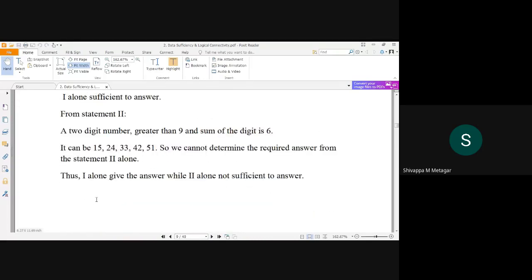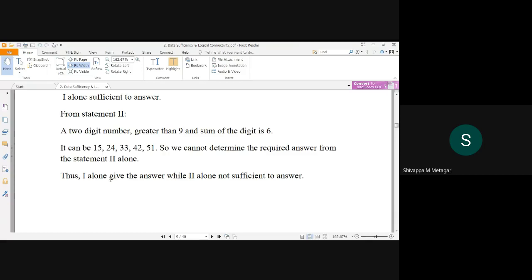Okay, the second statement they have given: greater than 9, the sum of digits is 6. The number you have to consider is greater than 9, and after adding those digits, the sum is 6. You can see here it can be 1 plus 5 is 6, 2 plus 4 is 6, 3 plus 3 is 6, 4 plus 2 is 6, 5 plus 1 is 6. You have to consider two numbers and then take the sum. So we cannot determine the required answer from statement 2.